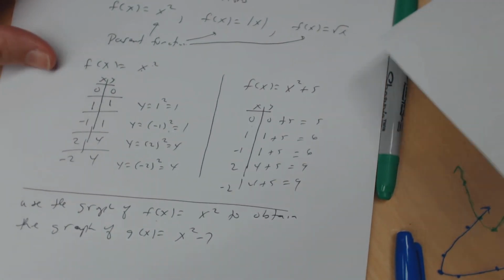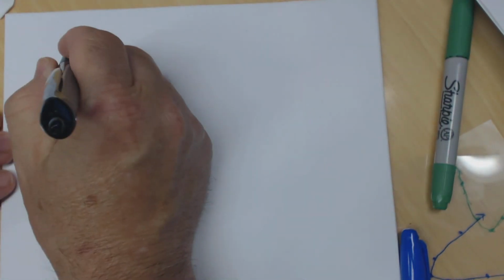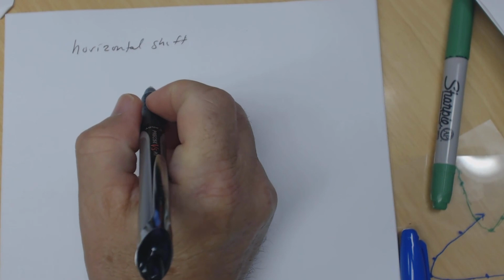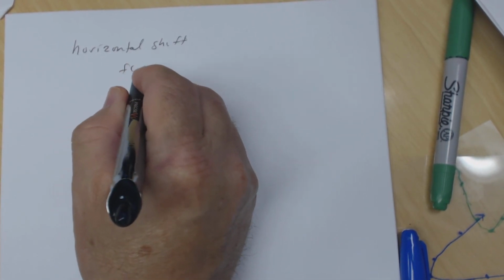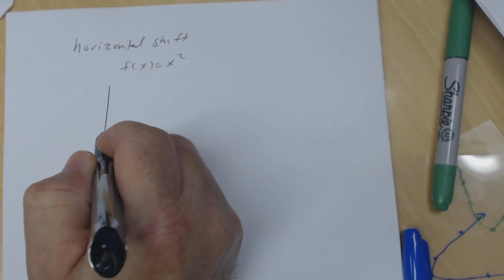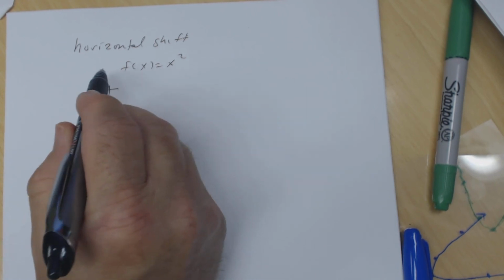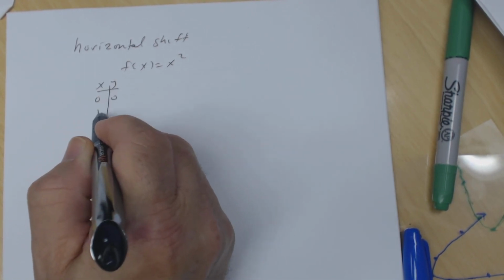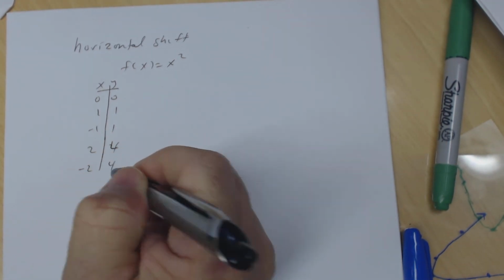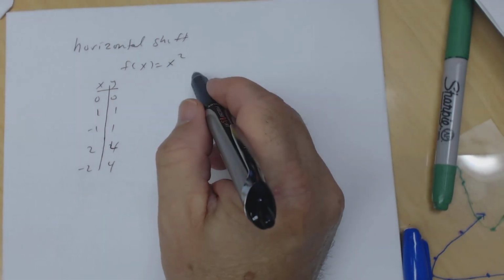Now let's talk about a horizontal shift. Again, we're talking about f of x equals x squared. We know the points we're going to use when we graph the parent function would be 0, 0, 1, 1, negative 1, 1, 2, 4, and negative 2, 4.